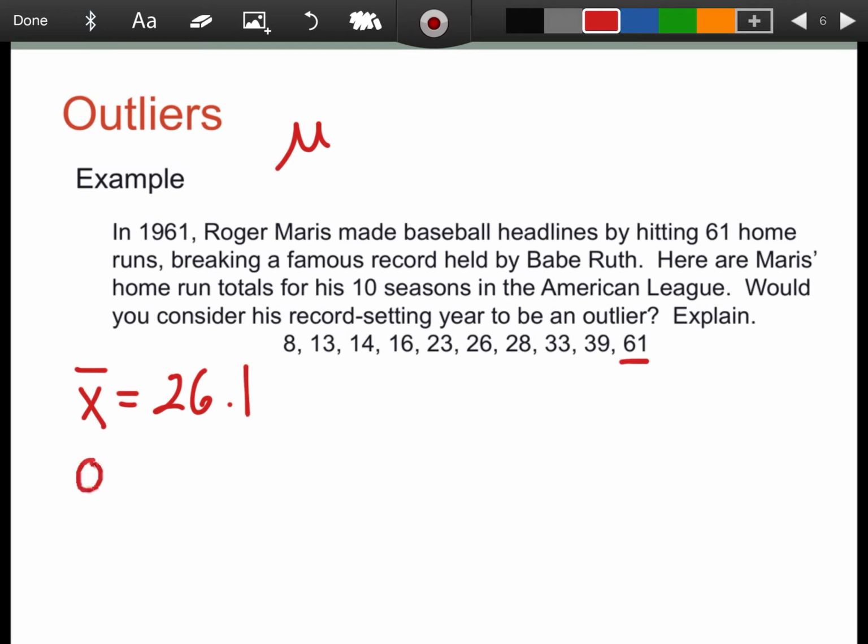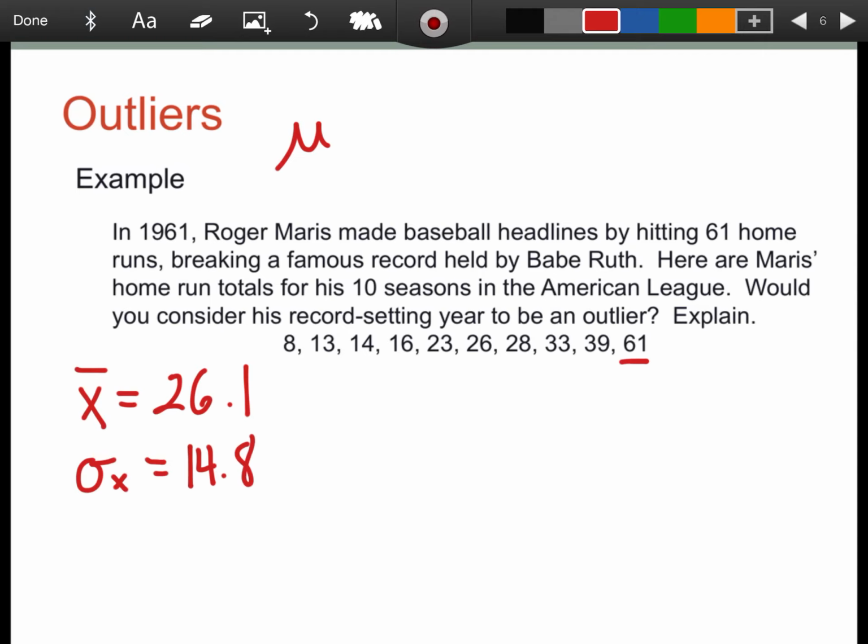The standard deviation, which in the calculator is sigma x, and the sigma is a Greek symbol again. It looks kind of like a whistle. The sigma is 14.8 home runs. So that's his standard deviation.